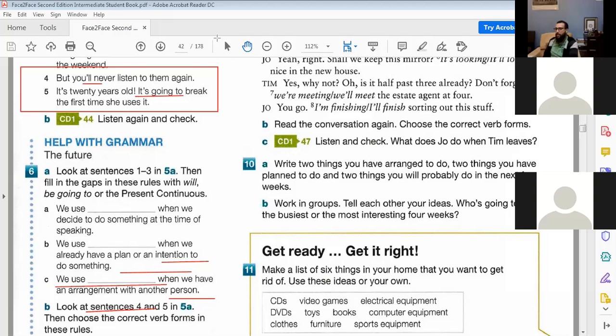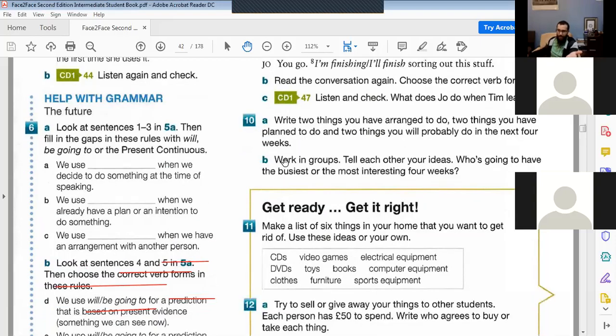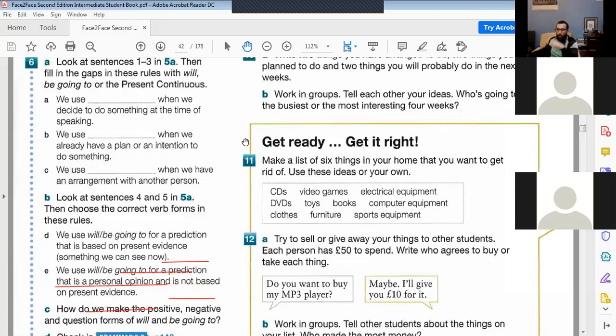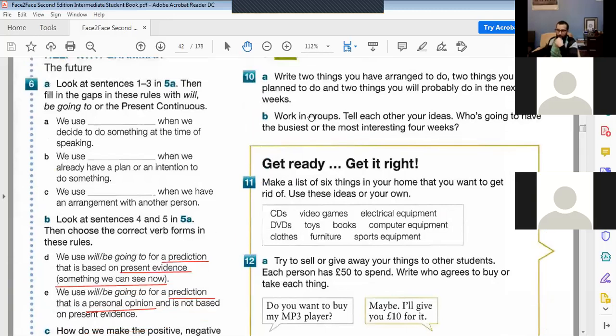So predictions can go one of two ways, depending on whether your prediction is based on evidence, something you can see now, or whether it's based on personal opinion. So if it's based on evidence, you can use be going to. But if it's a personal opinion, just your own view, you just use will. Okay, so this is another tip to keep in mind.